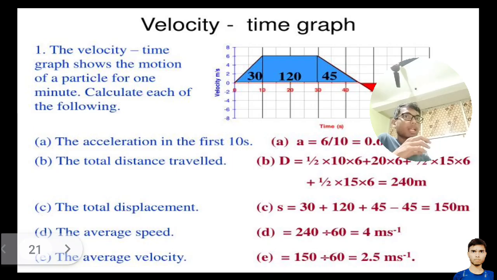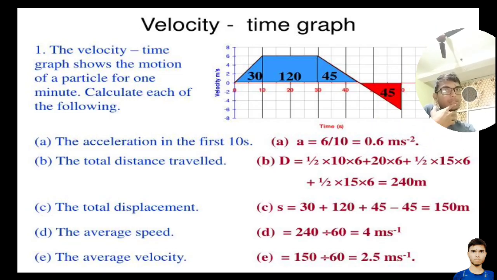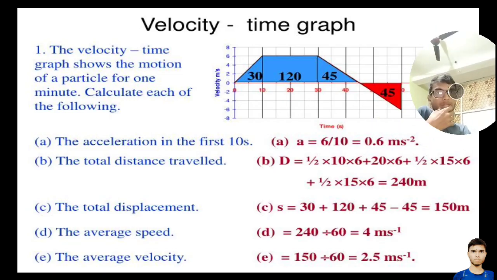In 1 minute, you will realize what the speed of a particle is. Here: the acceleration in the first 10 seconds, and the total distance traveled. Oh, we have numericals. Let's see. Here, what is happening? 10, 20, 30, 40, 45, 50, 45. The acceleration in the first 10 seconds, from here to till here.